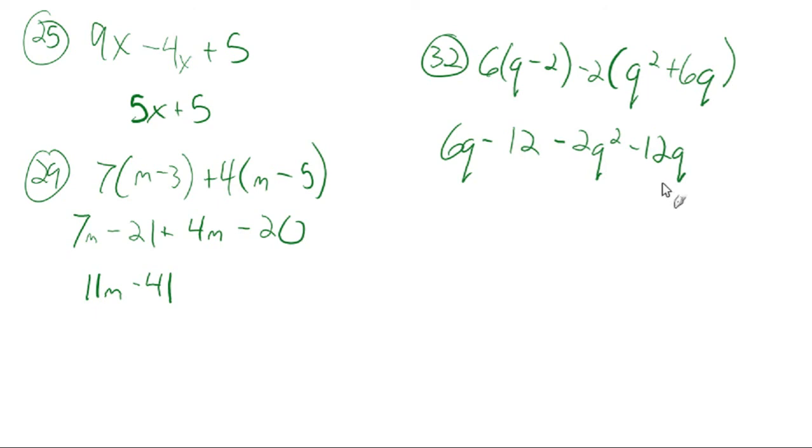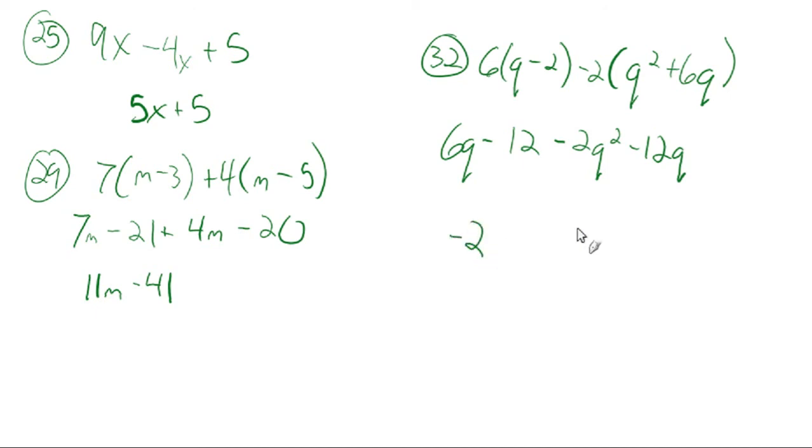Yeah, let's call it apples and oranges. You just can't put them together. You can't say negative 2q squared minus 12q is negative 14 something. What would it be? Q squared? Would it be negative 14q? Would it be negative 14q to the third? No, we're not multiplying these things. Just be careful about that. You're gonna get messed up in the future. I can almost guarantee it.